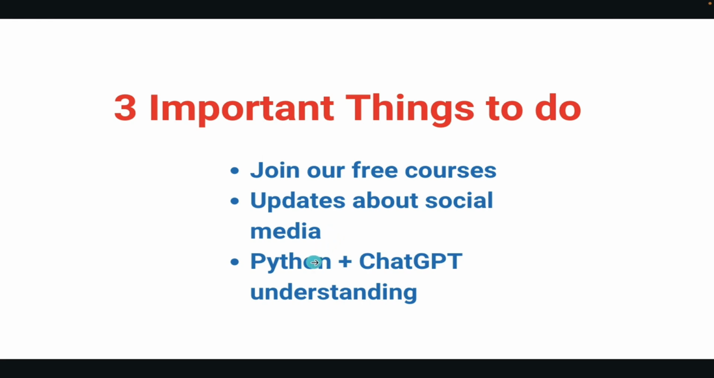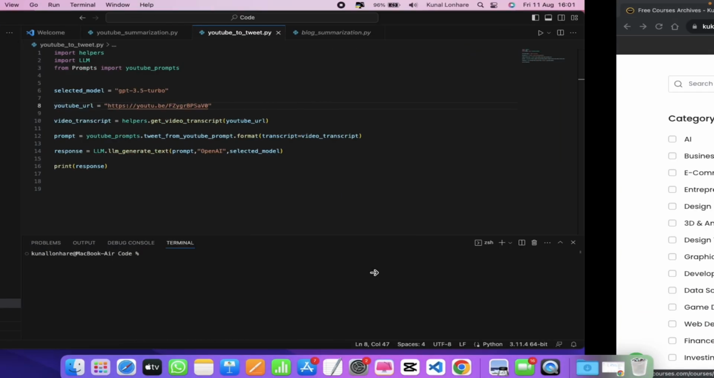The third thing I want to tell you is that it's very important to use Python and ChatGPT. You have to have the knowledge about how to use Python with ChatGPT or some other LLM models. You can do a lot of things. Let me show you with one example.